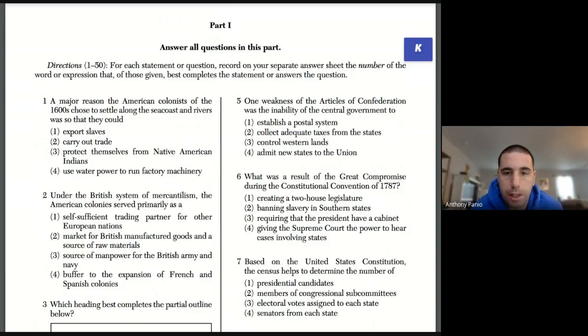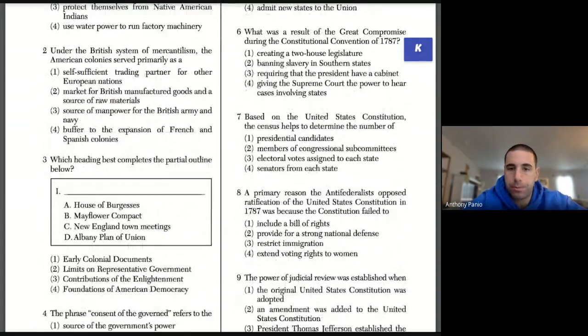Number 2, another mercantilism question that we had one of yesterday. Under the British system of mercantilism, the American colonies served primarily as a market for British manufactured goods and a source of raw materials. We had materials that Britain did not have. Therefore, they liked the United States for having those materials, and they took them and then manufactured them.